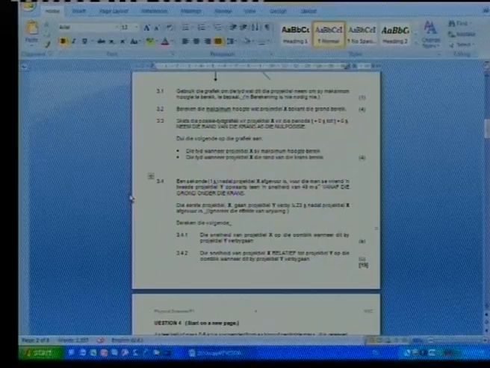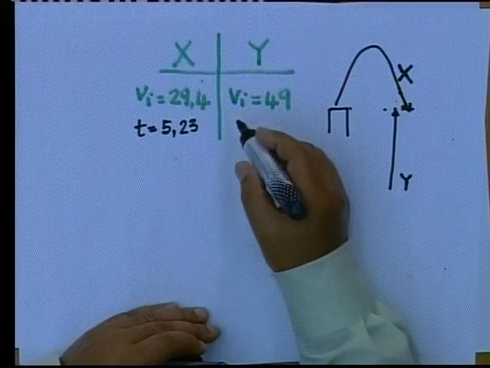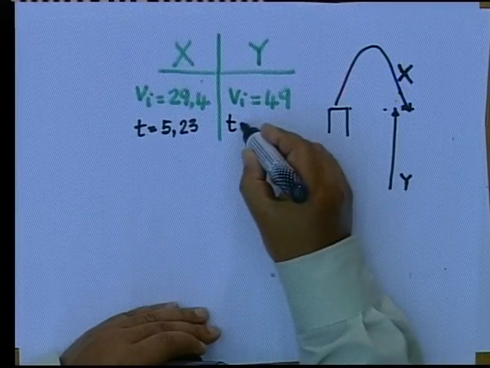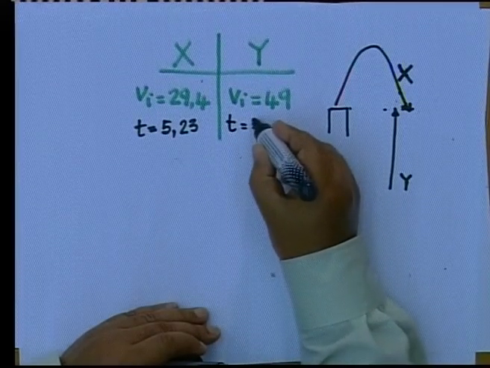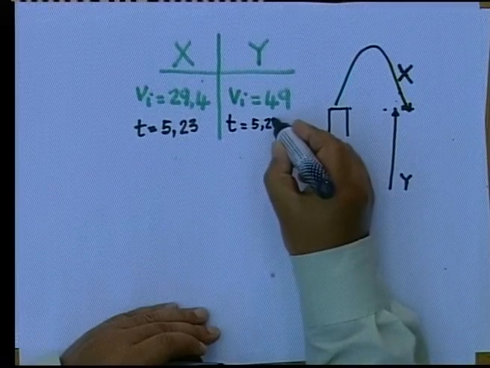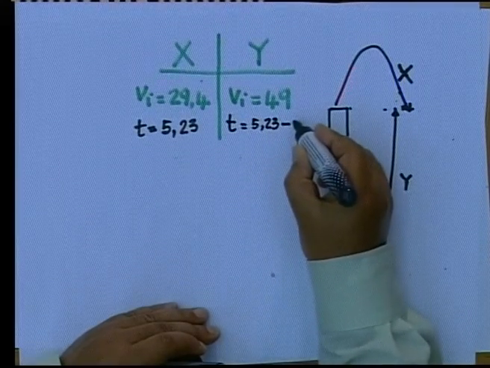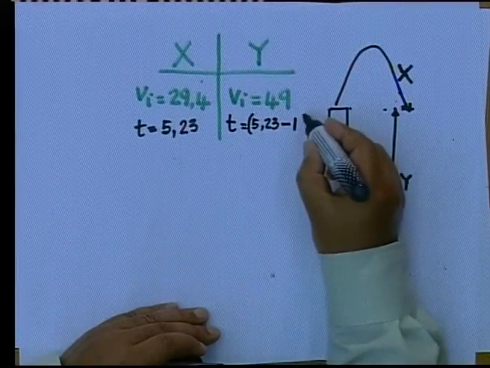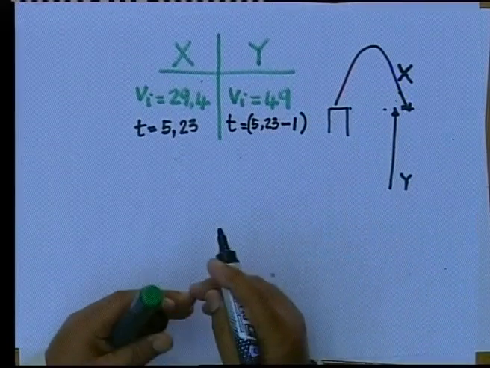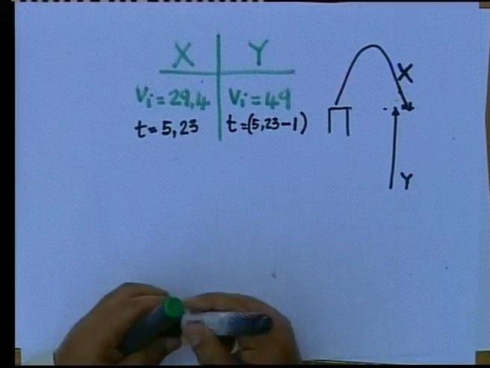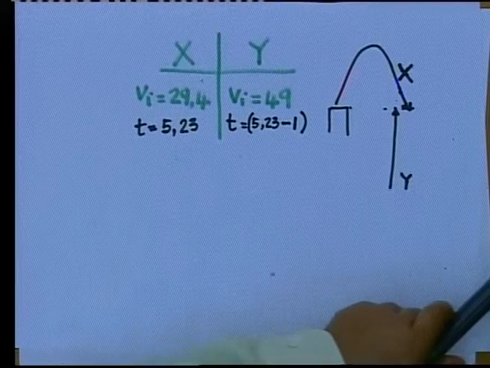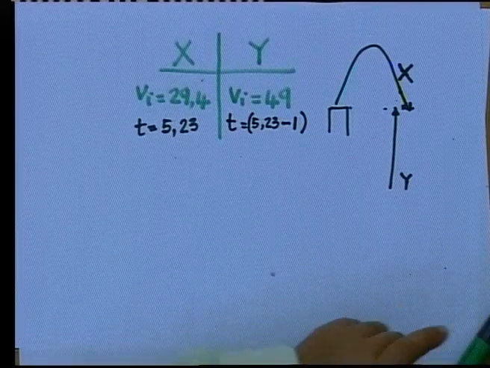That means that the time, if I can go back to my whiteboard, that means that the time for projectile y was 5,2 minus 1 second, because it was 1 second later that it was fired off. Okay, there we have some idea of what's going on. Let's get to the question now and see what we can make of the question.